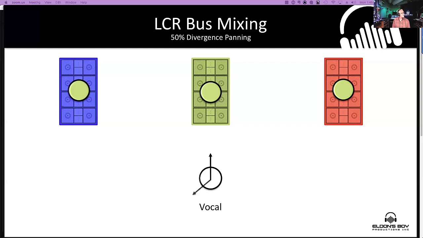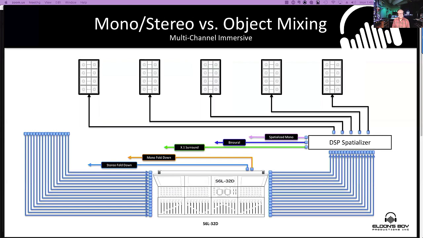All right, so same sort of thing. As we pan left here, things go left. As we pan right, things go right. But if we're in the center, all things are in the center. The center panning is in all three arrays.